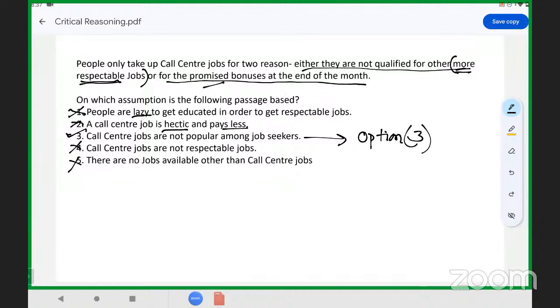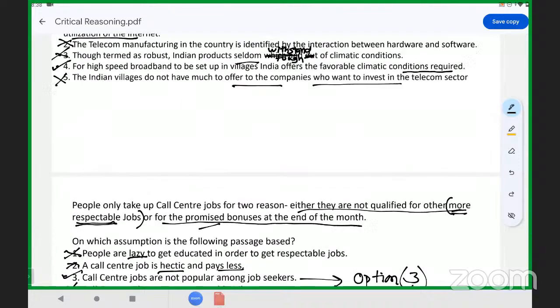In the exam as well, you will have similar questions. You just need practice for critical reasoning. I hope everyone is clear with the points.